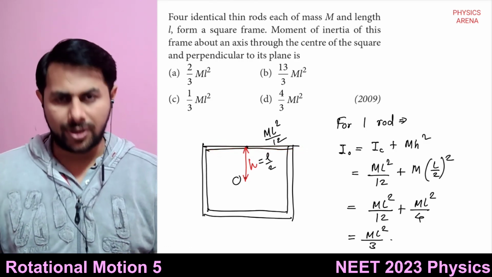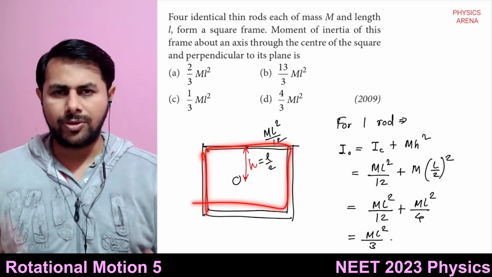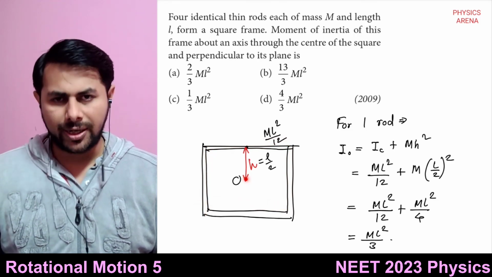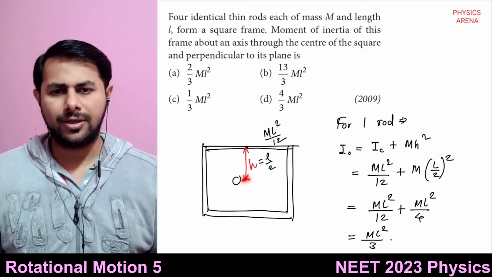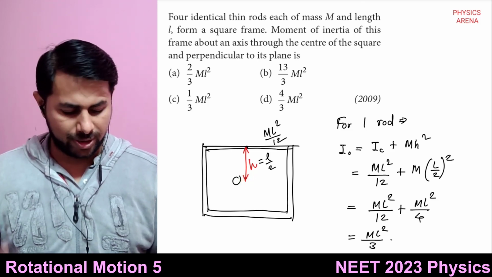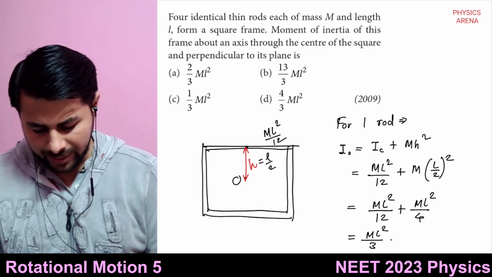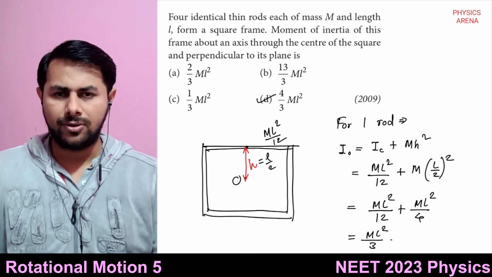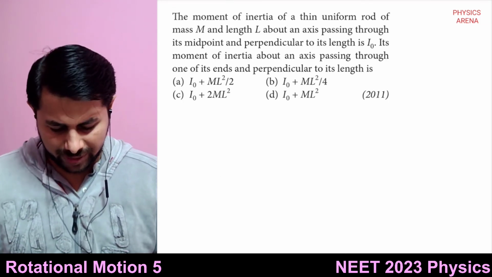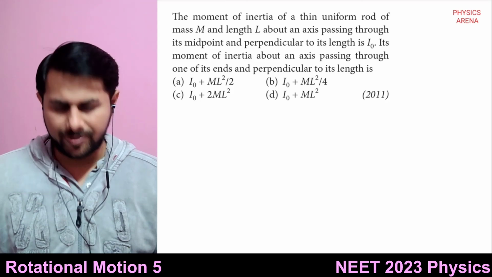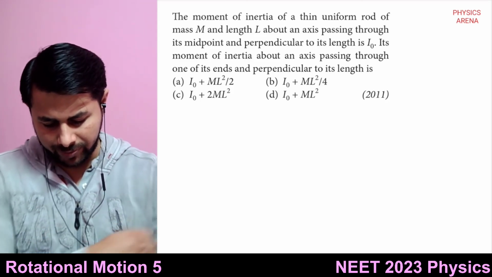So this is for one of these rods. You have 4 such rods. So for the frame, how much would be the moment of inertia about an axis passing through this point and perpendicular to its plane? It is 4 times this, so it is 4 ml square divided by 3. This is the answer, option D. So this is how we can solve questions based upon the parallel and perpendicular axis theorem. All of them are simple. Okay, let's see one more.